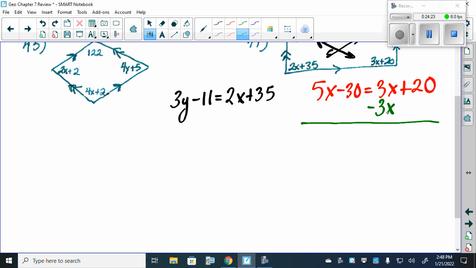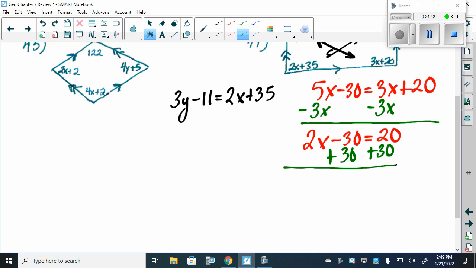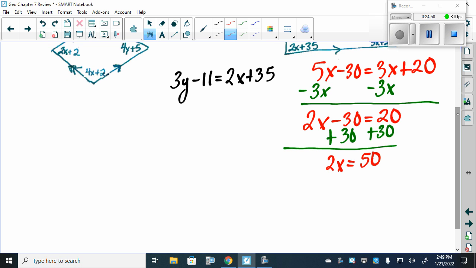Now the first thing we can do here, well, we can subtract 3x from both sides. So 2x minus 30 is equal to 20. Then we can add 30 to both sides, which will tell us that 2x is equal to 50. Lastly, we can divide both sides by 2, telling us x is equal to 25.